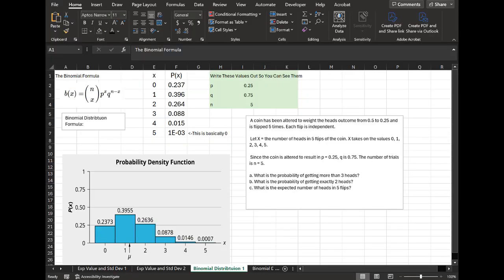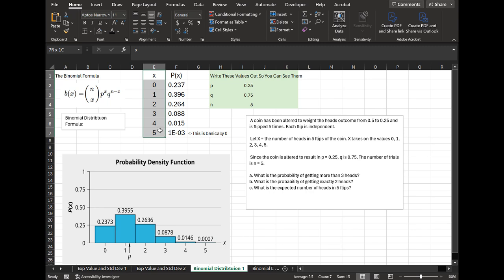Okay, so for this one, I have some questions on the slides, but I also have the question here just for our reference. We have a coin that has been altered to weight the heads outcome from 0.5 to 0.25 and is flipped 5 times. So we're going to let x equal the number of heads in 5 flips, and so x takes on the value 0, 1, 2, 3, 4, 5.